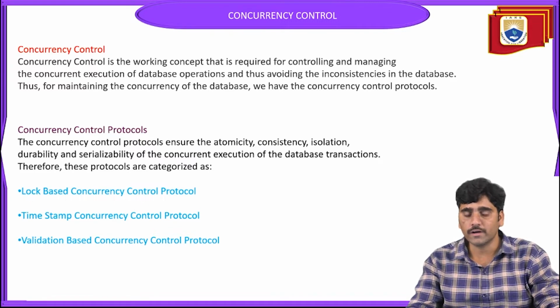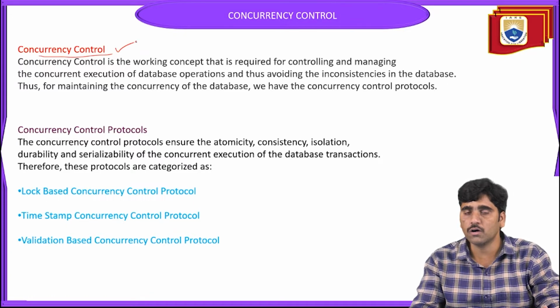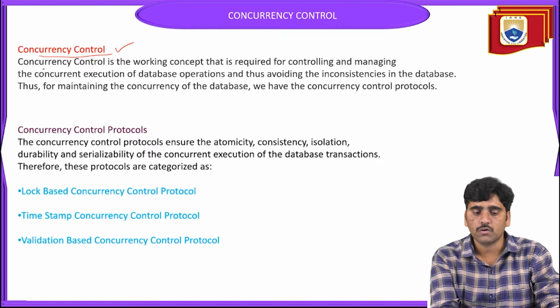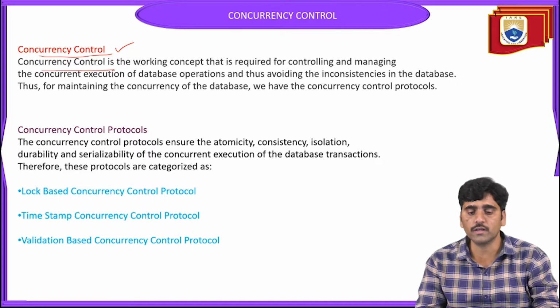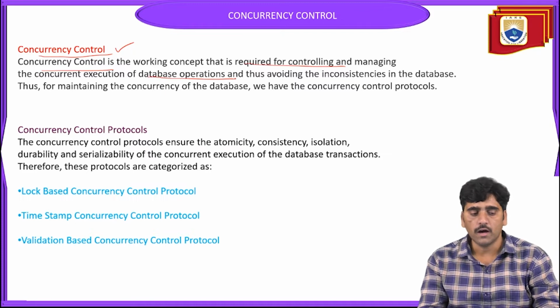But for concurrent execution, we are facing some problems like read or write problems. To avoid and stop these problems, we are going to use a mechanism called concurrency control. So what is meant by concurrency control? It controls the concurrent execution. Concurrency control is the working concept that is required for controlling and managing the concurrent execution of database operations and avoiding inconsistency in the database.